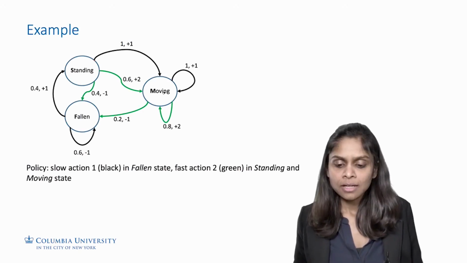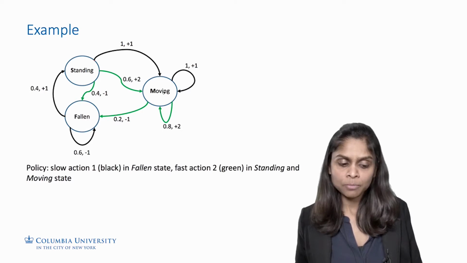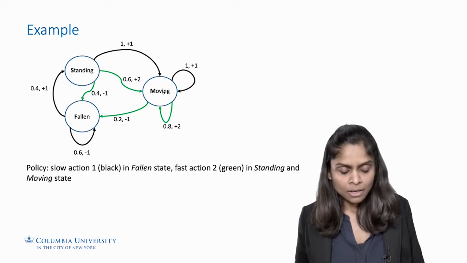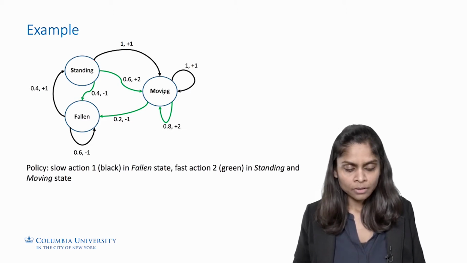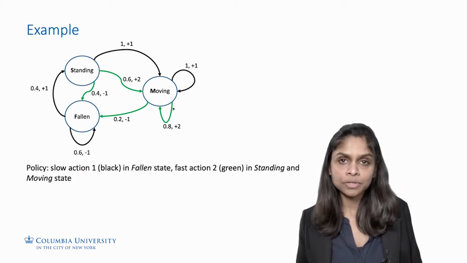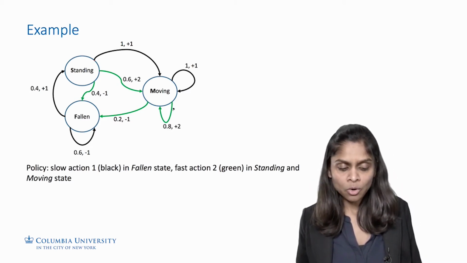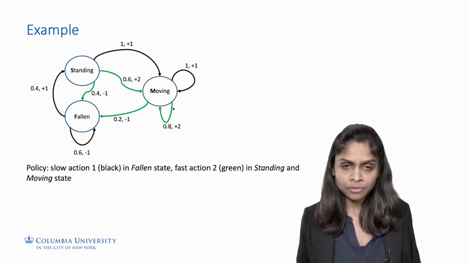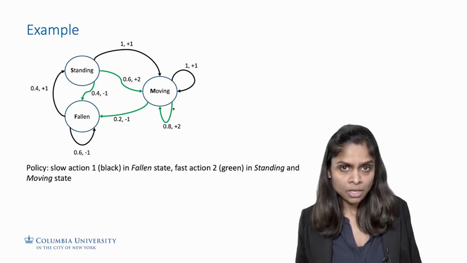For illustration, let's consider a simple example of an MDP for a robot trying to walk. In this formulation, we have three states of the robot: a fallen state, a standing state, and a moving state. There are two actions available: a slow limb movement action, which we will call a slow action, and a fast aggressive limb movement, which we will call a fast action.